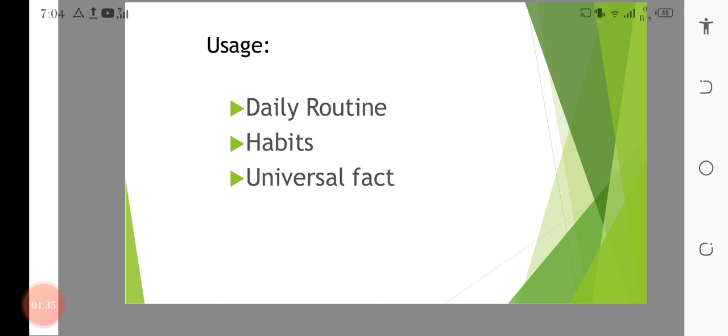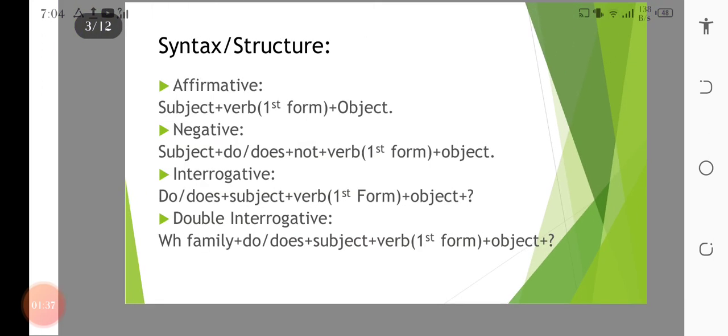Now let's talk about the syntax structure. We will discuss here four types of structures. Number one, affirmative. Number two, negative. Number three, interrogative. And the fourth one, which is new for you, that is the double interrogative. Well, I can't say that you don't know this before, but I think the double interrogative is a word you are hearing for the first time. So let's start from the affirmative.